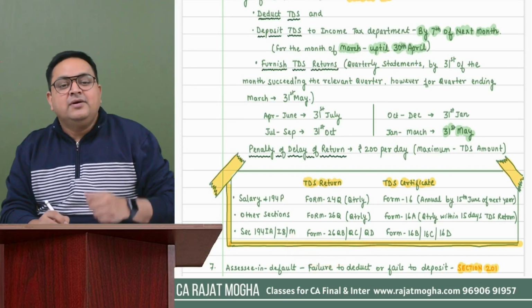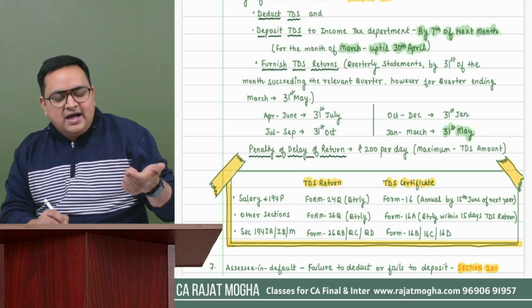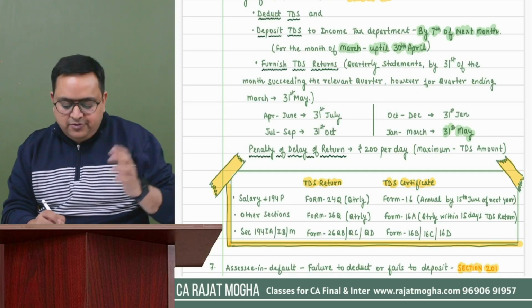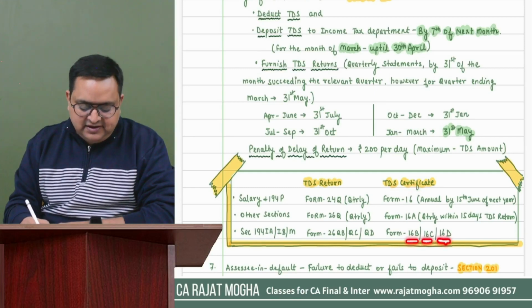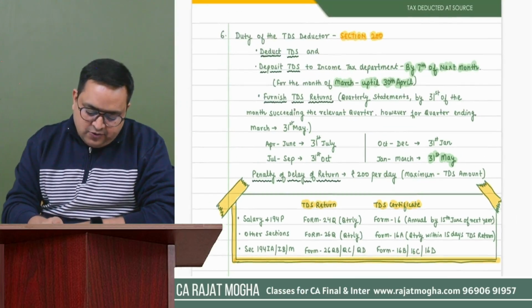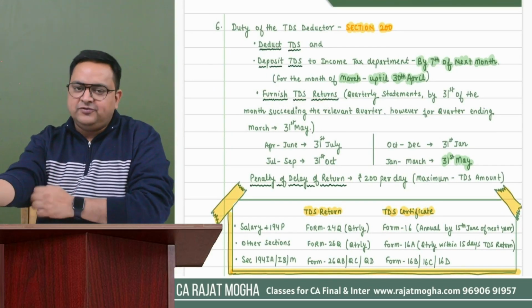What is 194-M? It applies for more than 50 lakh rupees if you are paying for contract, professional services, commission or brokerage. The TDS certificate is in the form of 16B, 16C, 16D. We have already discussed it many times. So you have to furnish the TDS return also, but for other scenarios, you have to furnish the TDS return also.